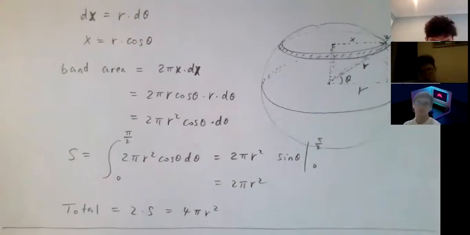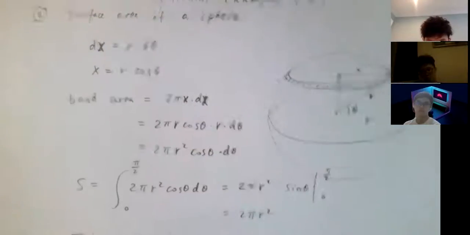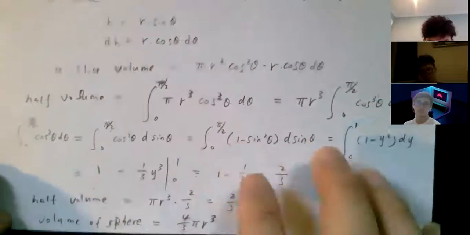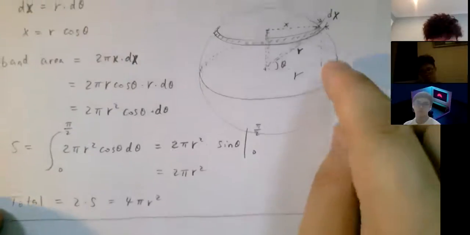In this case you only need a few lines. You can quickly derive it, and you only need half a page. You can derive it here, for both the sphere's surface area and volume.